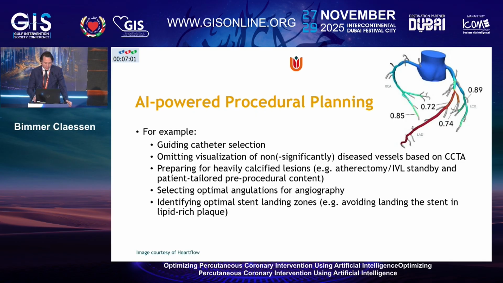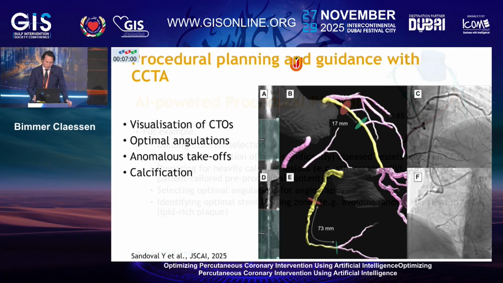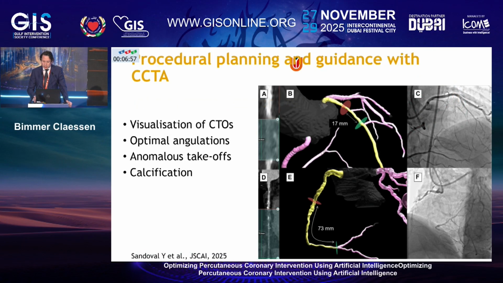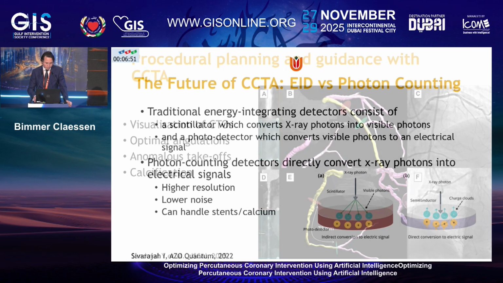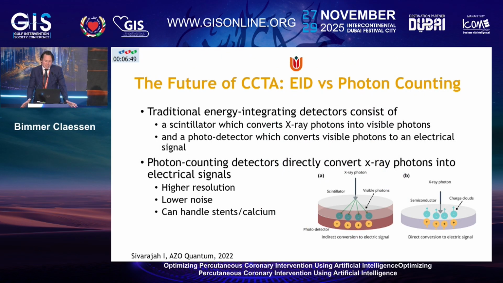We can select optimal angulations and identify optimal stent landing zones. There's some particular use cases for the CTOs as well, where we can really see the true course of the vessel. And CCTA has one big drawback. It is very sensitive, so that's good. When we know that a patient has no disease on the CT, we can accurately rely on that the patient will have no significant disease.